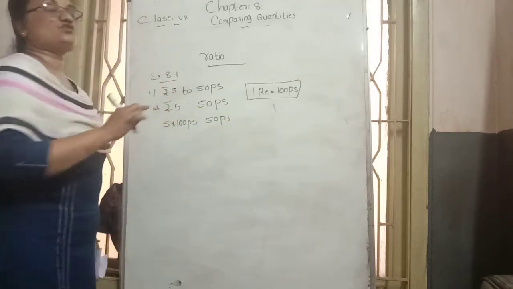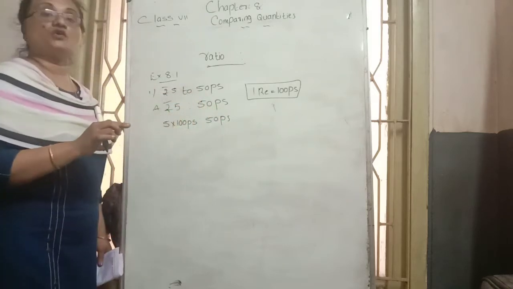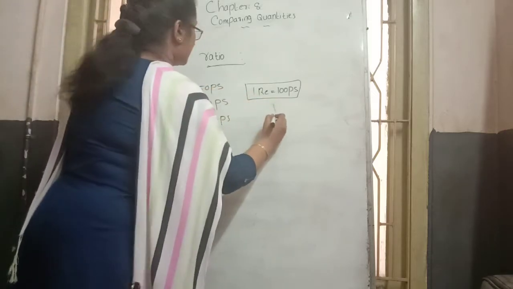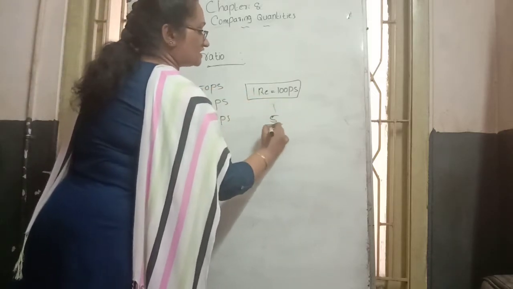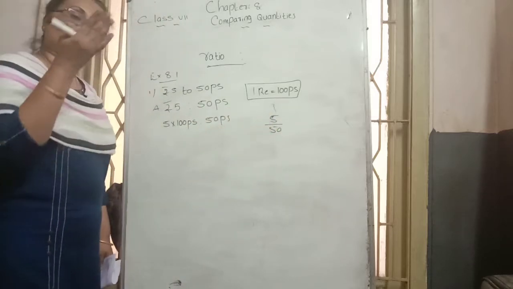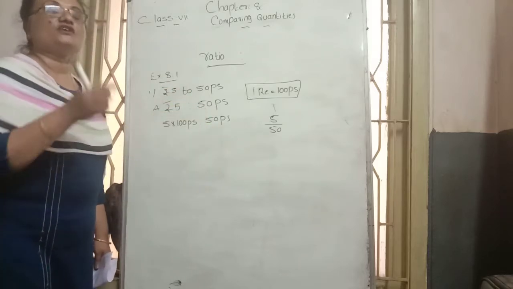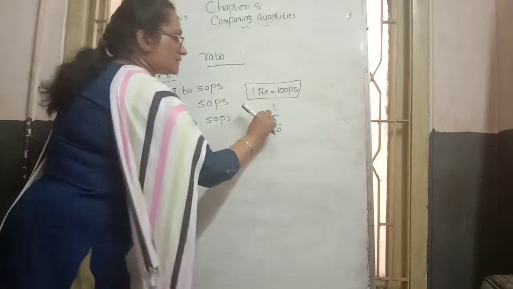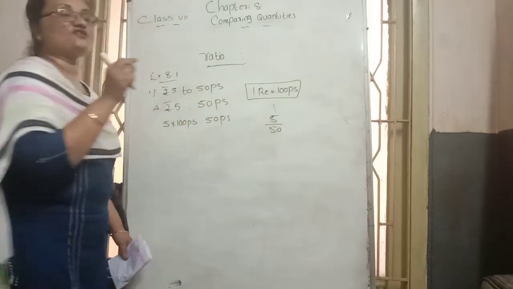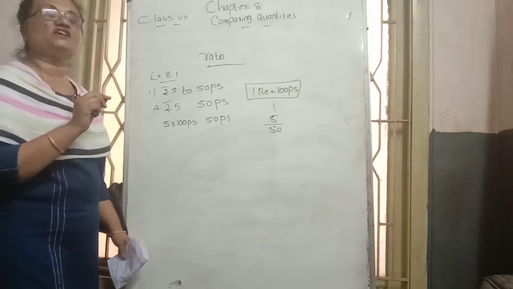The first part is called the antecedent. The second part we call the consequent. In a ratio we can also represent it in fractional form, 5 by 50 in this way. Then we can do cancellation, or directly cancel in this way. So in a ratio, the numerator part is the antecedent and the denominator part is the consequent. These are the two words related to ratio.